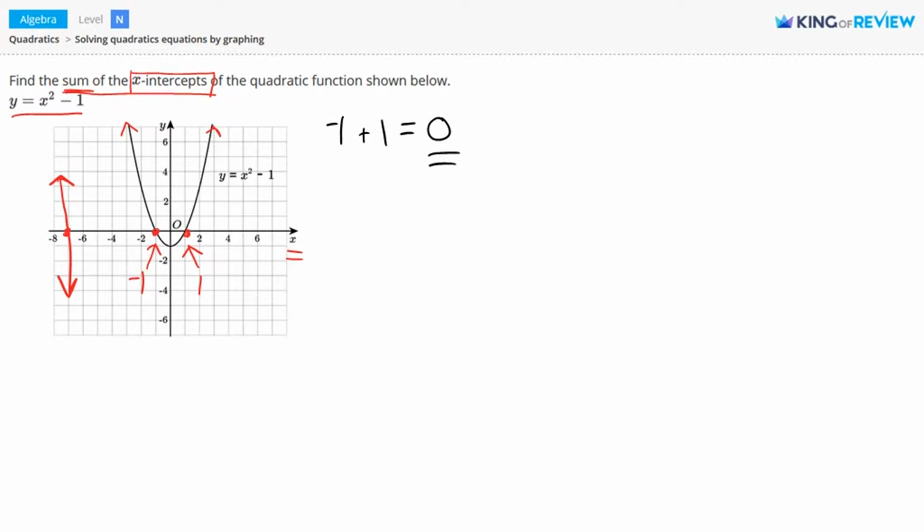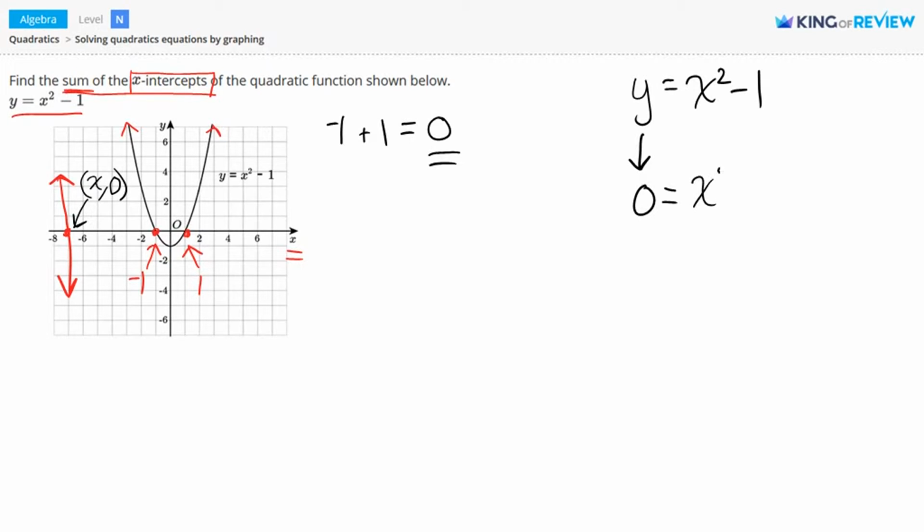We could also solve this another way. We can solve it algebraically too. So if we think about the x-intercept, let's look at this one here. This point will have an x-coordinate and a y-coordinate. The y-coordinate of the x-intercept is 0 because when a graph touches the x-axis, the y value of that point is 0. So if we have our equation y equals x squared minus 1, if we set y equal to 0, we'll be able to solve for the x-intercepts.